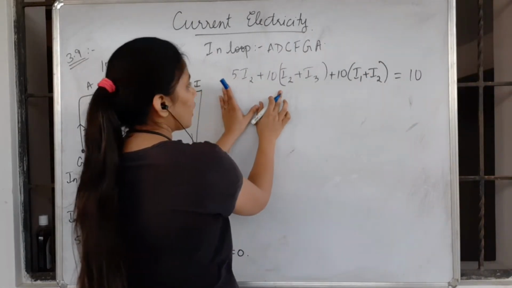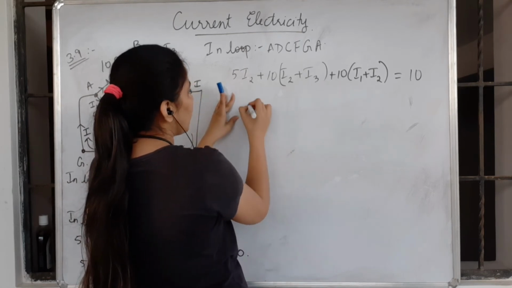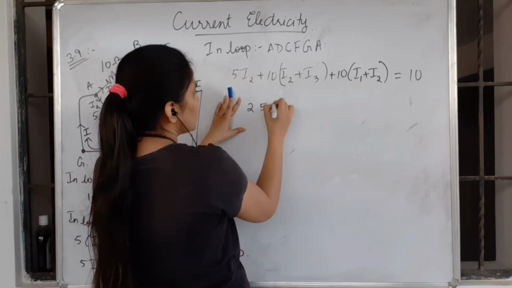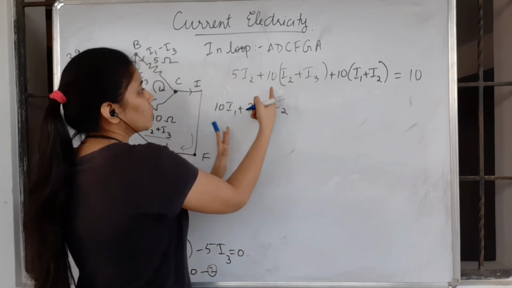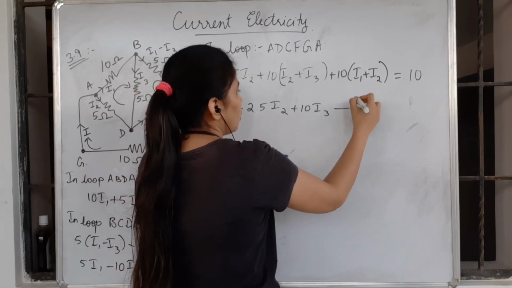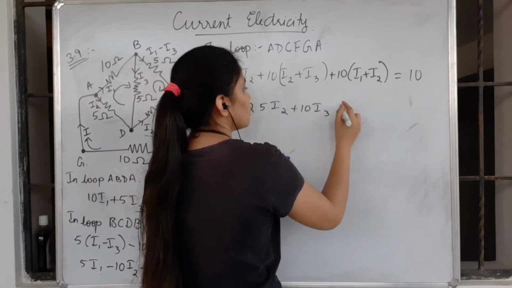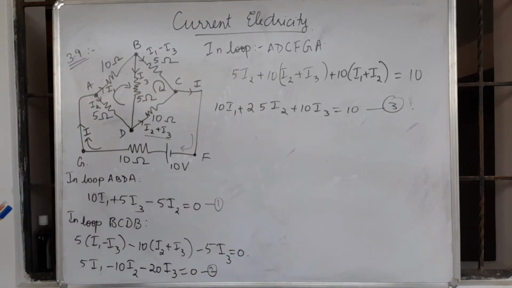Now expand this equation. What will I get? 5 I2 plus 10 I2 plus 10 I2, so 25 I2, plus 10 I1, and then plus 10 I3. This is equal to 10. This is your third equation. Now you see these 3 equations.